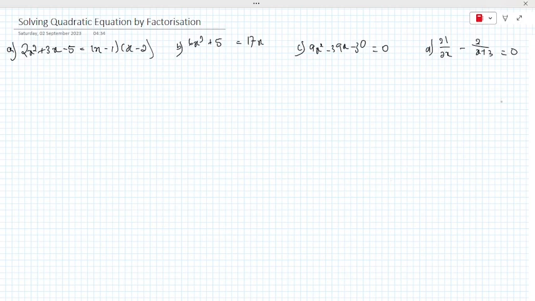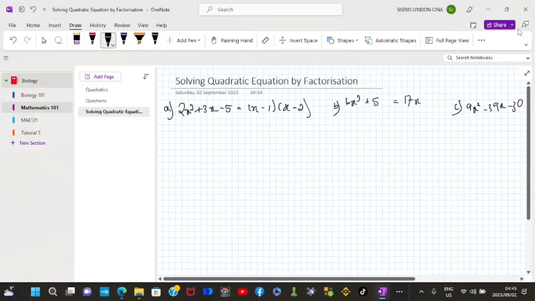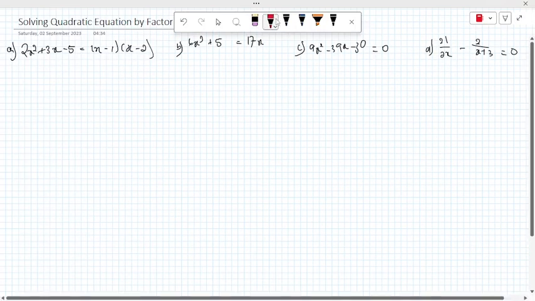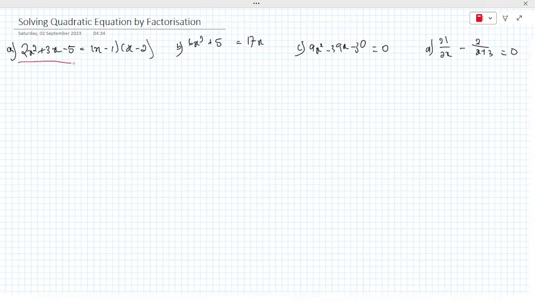Right. So the first question is 2x squared plus 3x minus 5 is equals to, brackets x minus 1, brackets x minus 2. So basically we have this expression here. It's 2x squared plus 3x minus 5 is equals to open bracket x minus 1 close bracket, open bracket x minus 2 close bracket. So basically, how do you go about this question?